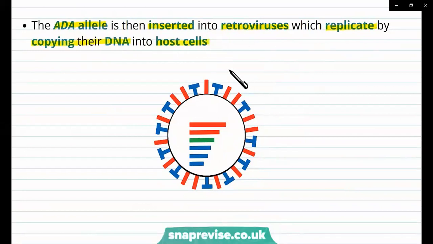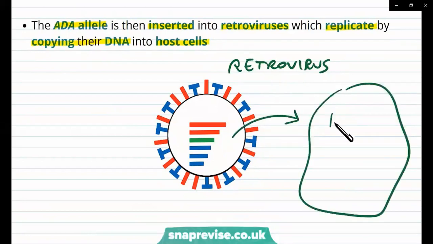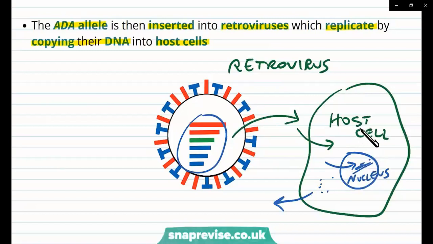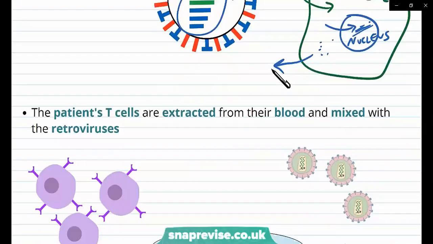So just to explain what that means, a retrovirus is a type of virus that will go into a host cell, and eventually it will enter the nucleus. What it will do is put its genetic material into our own genetic material so that our own cells can make more retroviruses. They replicate, they burst out of the cell and then spread around the body. So any DNA that's found in the retrovirus will be put into the nucleus of the host cell. So the ADA allele that we found, the healthy one, will be put into our own DNA.